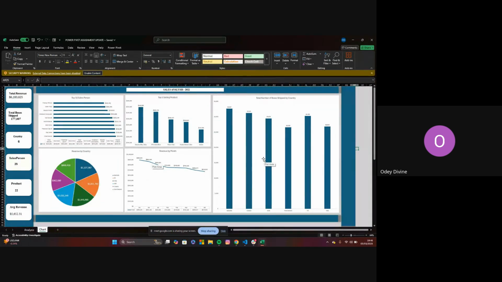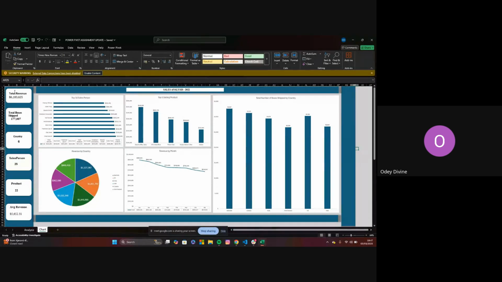And then the total number of boxes shipped by country is still Australia, which has the highest total number of boxes. Here we can notice that Canada is the second highest, but is actually fifth in terms of revenue. Meaning Canada shipped more boxes, but the boxes were cheap, maybe UK shipped boxes worth $20,000 while Canada's boxes were worth $1,600. So that's why it comes out this way.